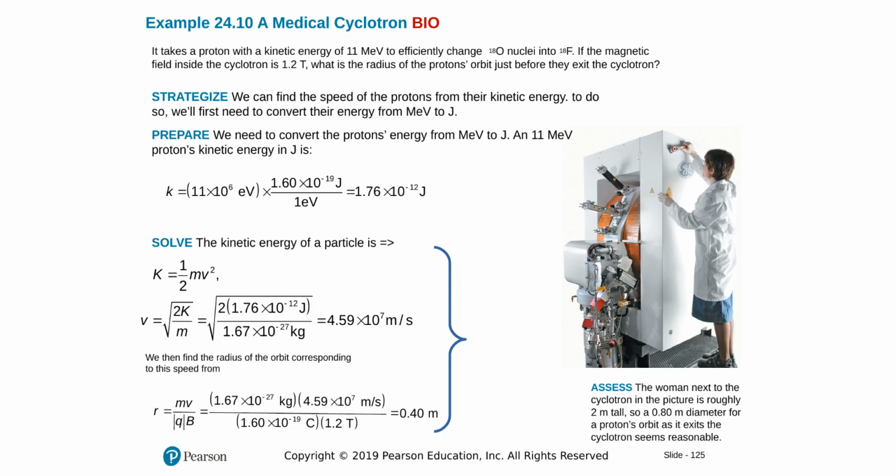This question involves the medical cyclotron. It's kind of a plug-and-chug question, but there's an initial part. We want a proton to reach a kinetic energy of 11 mega electron volts, that's 11 times 10 to the 6 electron volts. If it reaches that, it will be able to generate F-18 from O-18. If the magnetic field inside the cyclotron is 1.2 tesla, so we know B, what is the radius of the proton's orbit just before it exits?